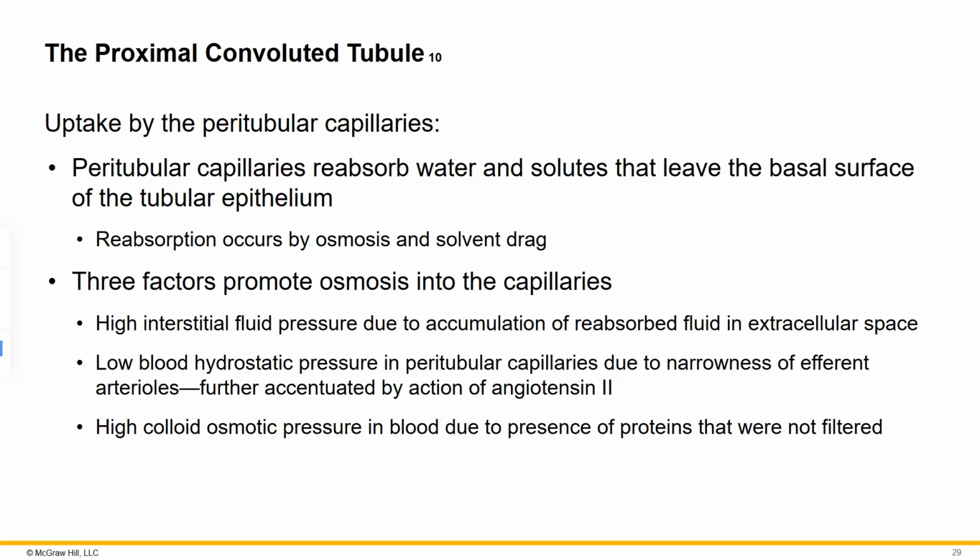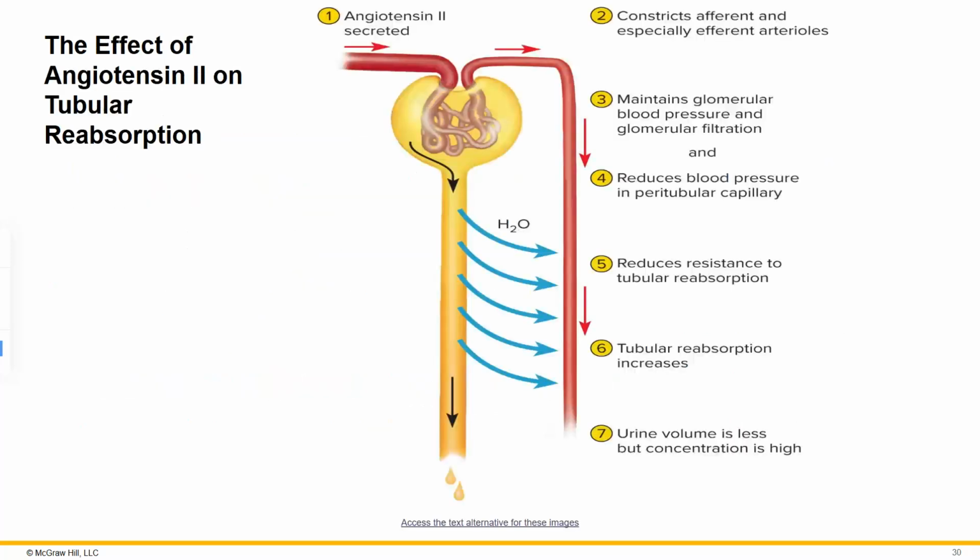Three factors promote osmosis in the capillaries: high interstitial fluid pressure due to the accumulation of reabsorbed fluid in the extracellular space; low blood hydrostatic pressure in peritubular capillaries due to narrowness of efferent arterioles, further accentuated by action of angiotensin II; and high colloid osmotic pressure in the blood due to the presence of proteins that were not filtered. And here is the effect of angiotensin II on tubular reabsorption. You can pause the video and read through this diagram.